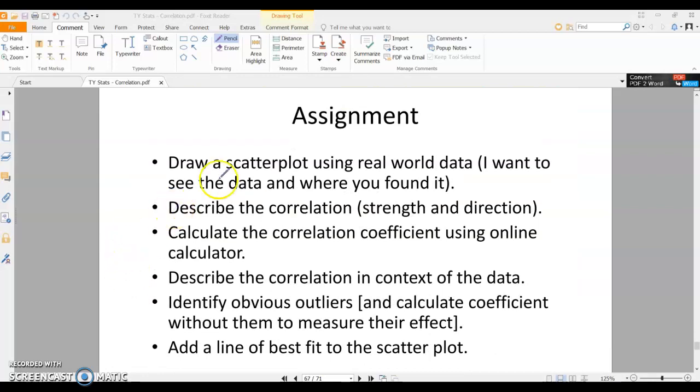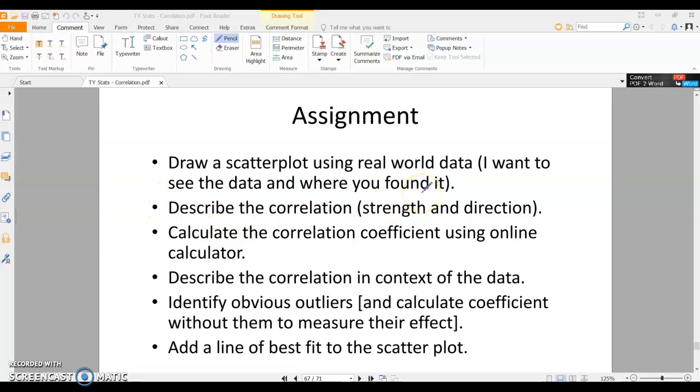I want to see that. So I don't just want the scatter plot. I want a table with the data laid out as well. So put the raw data in as part of your assignment, and just tell me where you found it. So if you found it on some website, tell me what that website is.